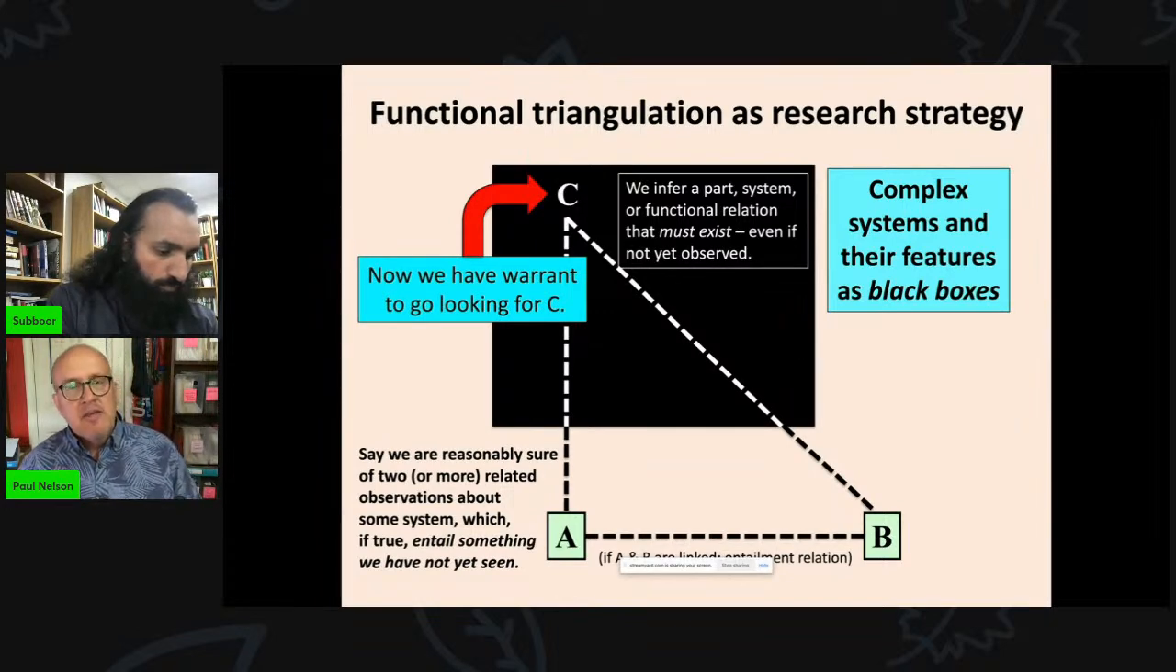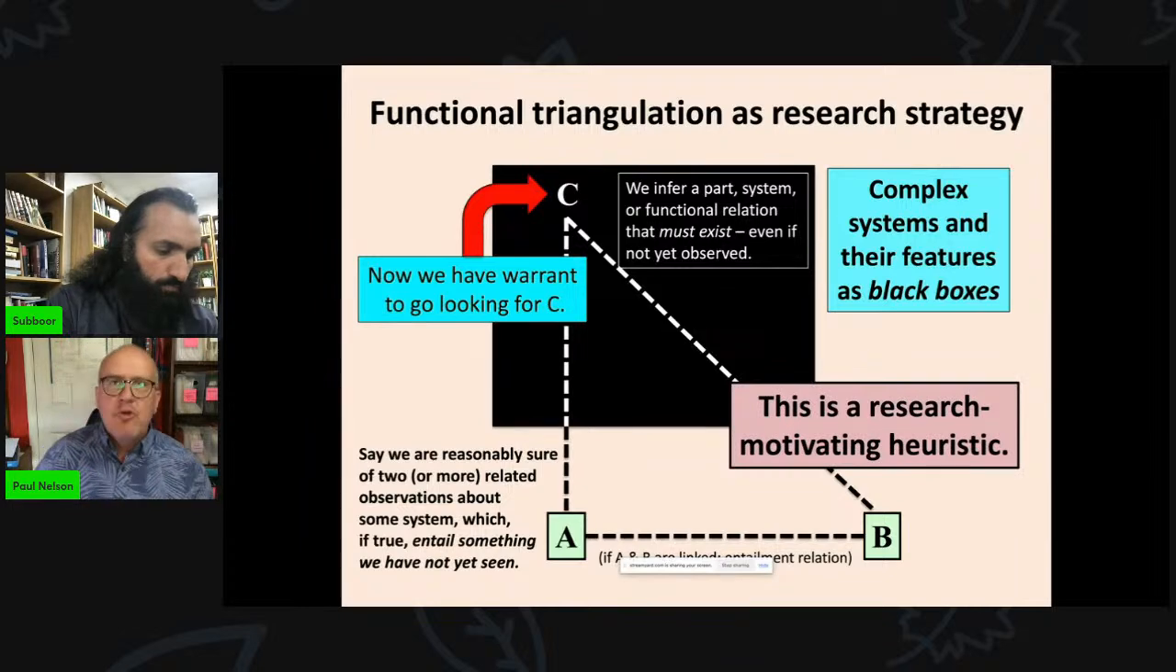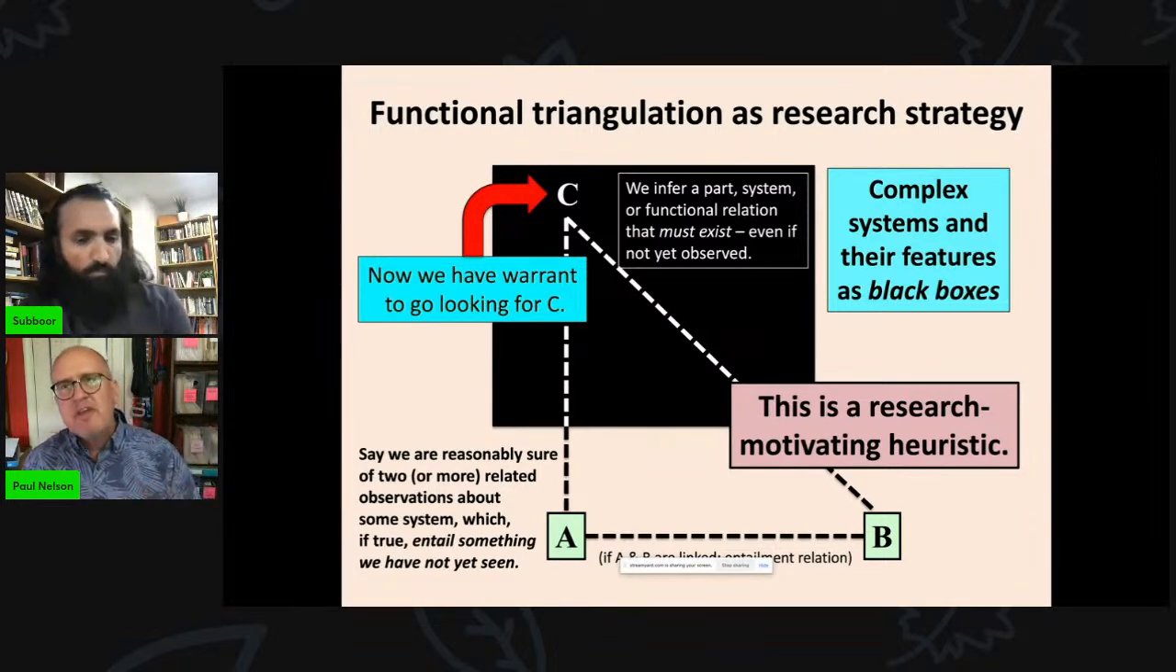All right, given the strength of our inference, in other words, we think, well, this is a pretty strong triangulation. We're pretty sure C is there. That provides a warrant, a research warrant, if you will, to go looking for C. So you can think of this functional triangulation as a research strategy that motivates investigation.